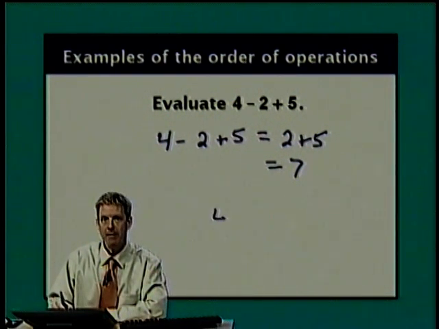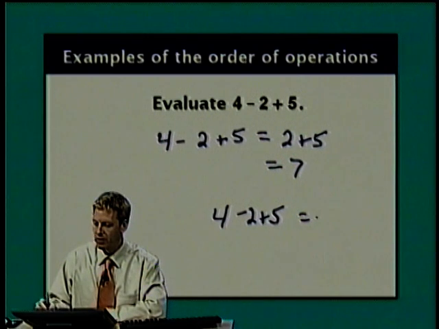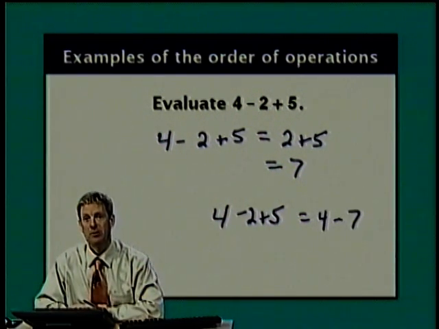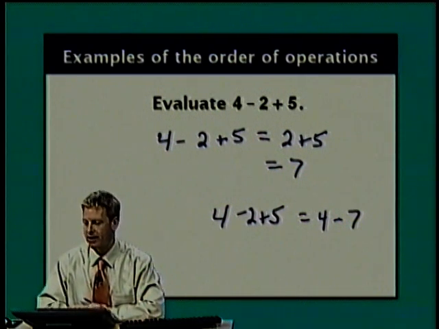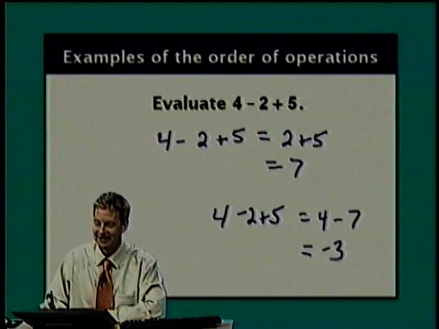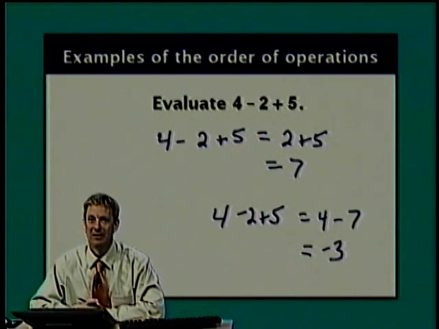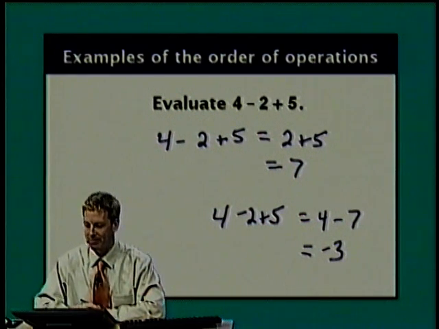If we had done the sum first, we would have added 2 and 5, which would have given us 7, and that 7 would have needed to be subtracted from 4, and holy smokes, 4 minus 7, it ain't 7, it's negative 3. So it really did make a difference, the order in which we performed these operations.